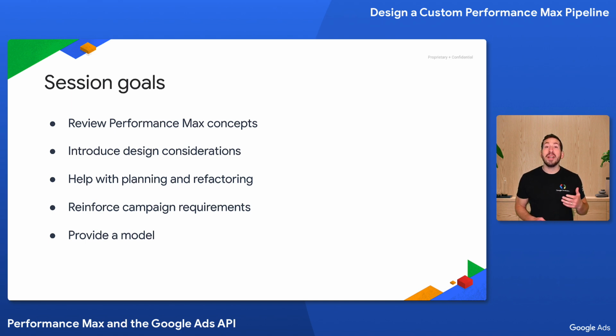Third, I want to reinforce concepts around what constitutes a valid serving Performance Max campaign, so that you can get your campaigns up and running more quickly and with fewer errors. Finally, I want to provide a model demonstrating best practices that you can follow in building your integration. In order to achieve these objectives, I'm going to walk you through a small application I created that uses a simple JSON file to create a Performance Max campaign, or rather, to create one or more Performance Max campaigns.